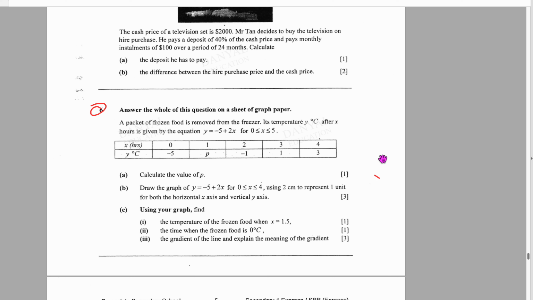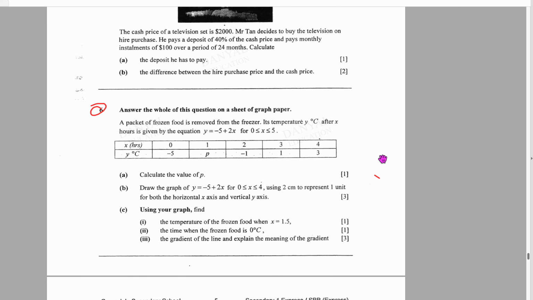So explain the meaning of the gradient. What does gradient equals to 2 mean? The gradient means... No. I mean, based on this question, what's the meaning of this gradient? You need to relate the gradient to the question. The temperature increases as the time increases.